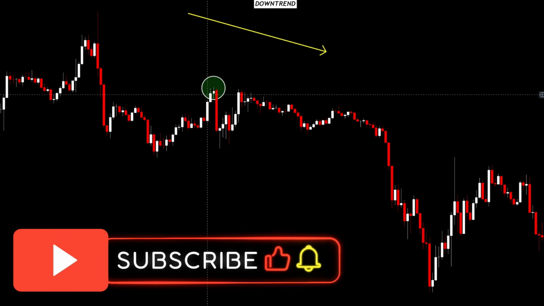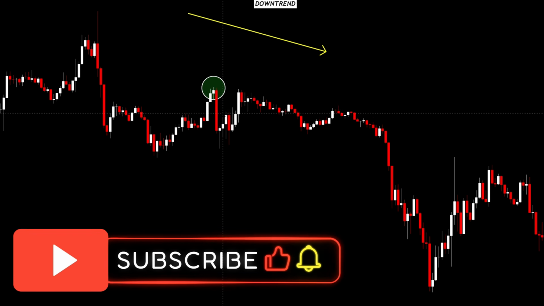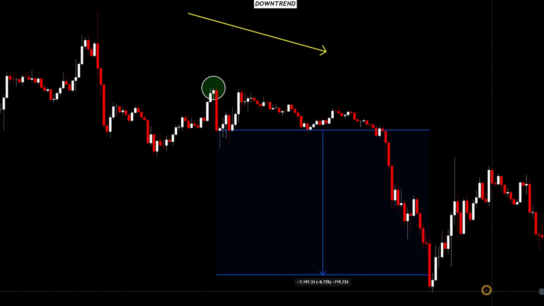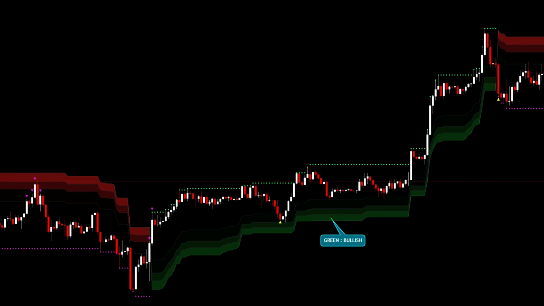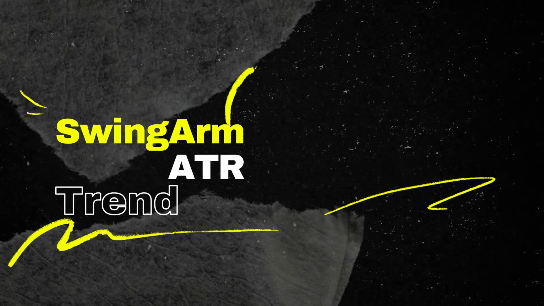To make those setups easier to spot, we'll use a tool that highlights areas where buyers and sellers dominate. Red shows sellers, green shows buyers. At first glance, it might look like the candles already tell you that, but this tool filters the noise, showing you which moves are actually worth watching. Don't worry about the name yet, focus on the behavior. Notice how some pullbacks look tempting but fail? That's exactly why we need this filter. Alright, it's called Swing Arm ATR Trend.